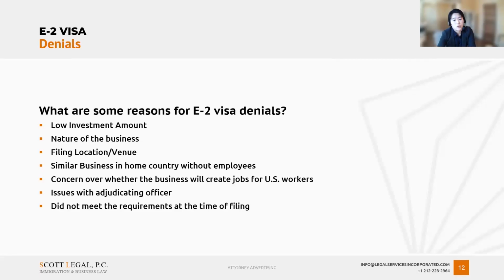Finally, if you simply did not meet the requirements at the time of filing, and there are many examples of that. For example, if you didn't meet the ownership requirement, or if the nationality of the business was actually not the same as your nationality, those types of eligibility problems can impact the decision. So definitely reach out to us if you'd like us to handle your case to prevent those kinds of mistakes with eligibility, meeting the eligibility at the time of filing.